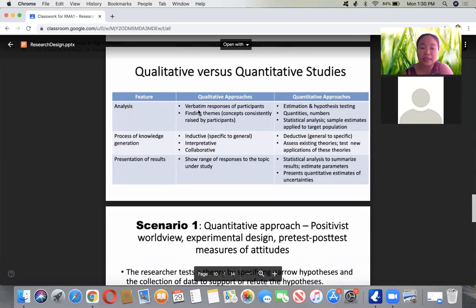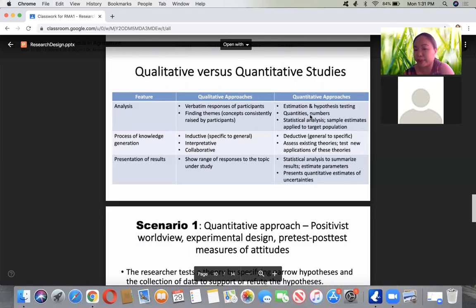So in terms of analysis naman, yung qualitative approach is verbatim responses of participants. So it depends really on what the participants are going to say. Finding themes or concepts consistently raised by participants. So you derive your idea from what you have gotten from the interviewee, I mean.